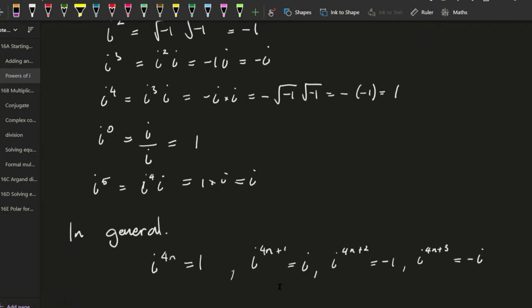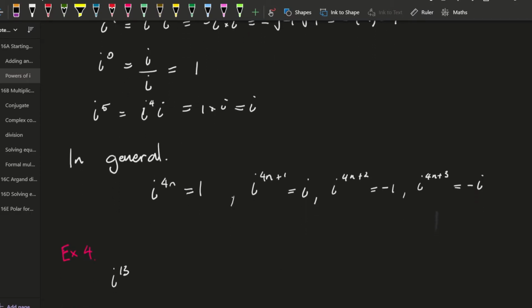So it actually turns out that in general, i to the 4n, for any integer n, is equal to 1, and i to the 4n plus 1 is i, and i to the 4n plus 2 is minus 1, and then we get minus i for the next power, back to 1, i, and so on. Okay? So it makes it really simple to work out what the powers of i are.